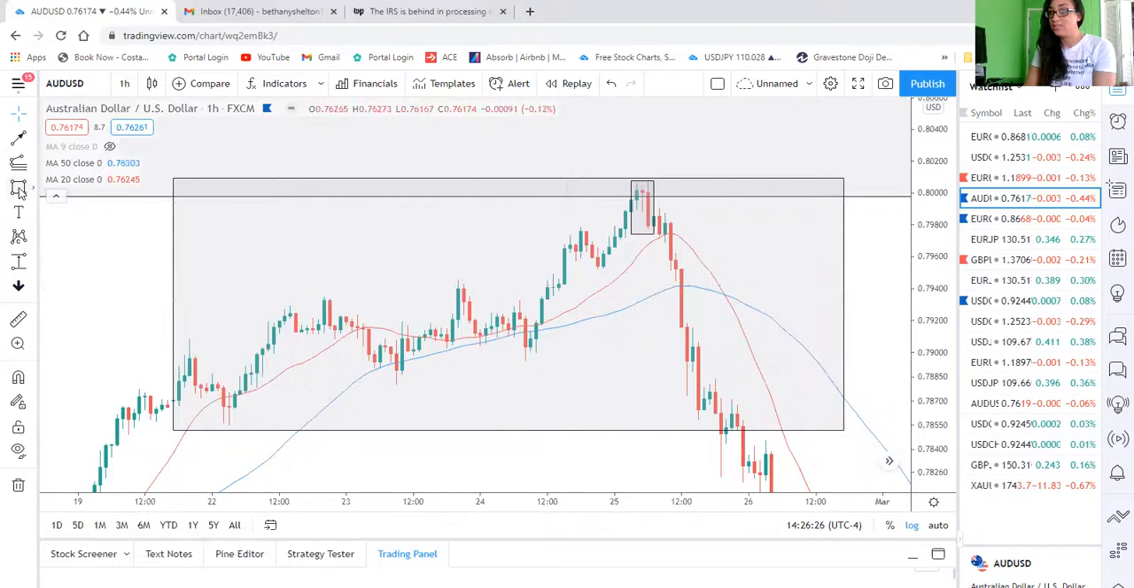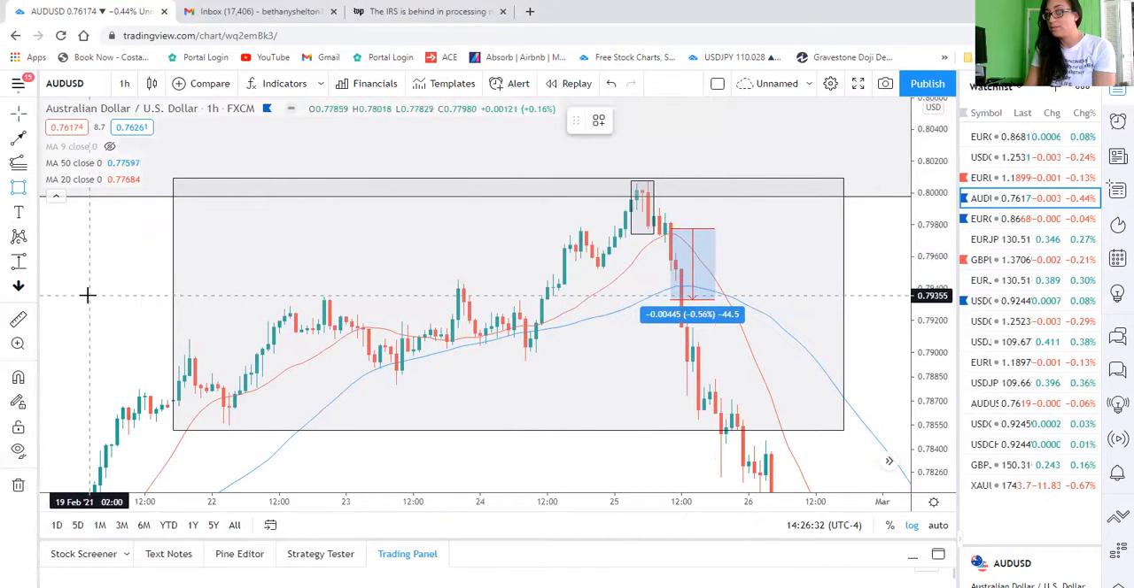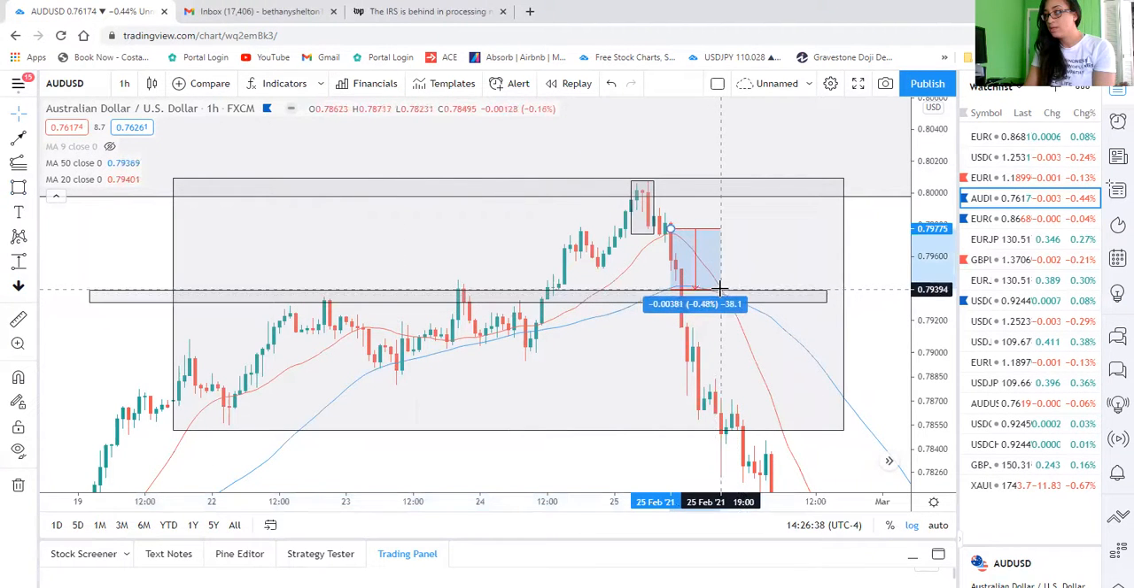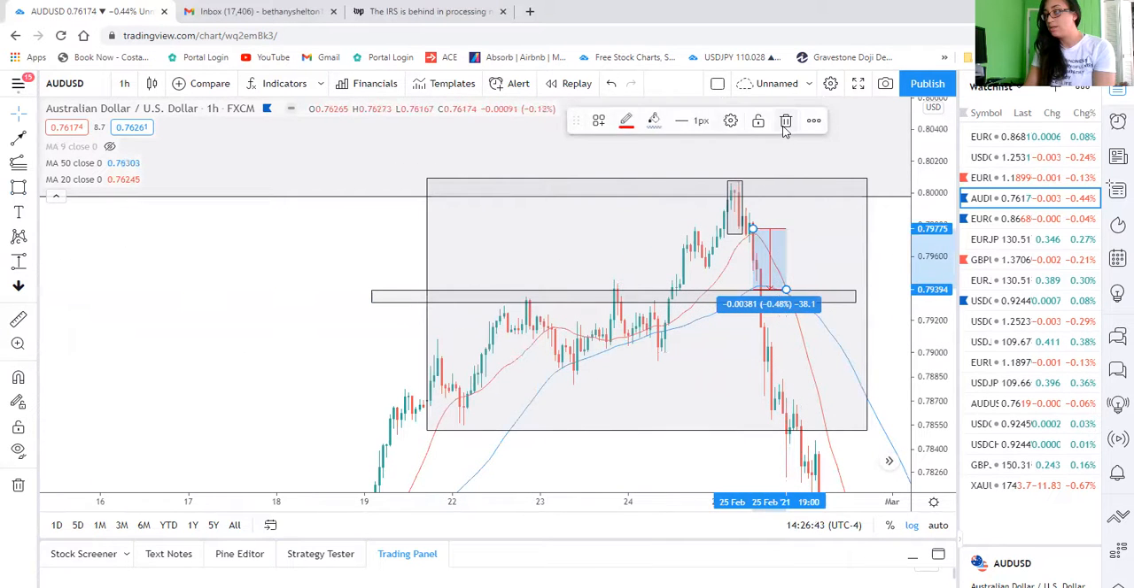And I would have entered this sell for the next level, 45 pips, matching up to this zone area right here. 38 pips. That would have been a really good time to sell.